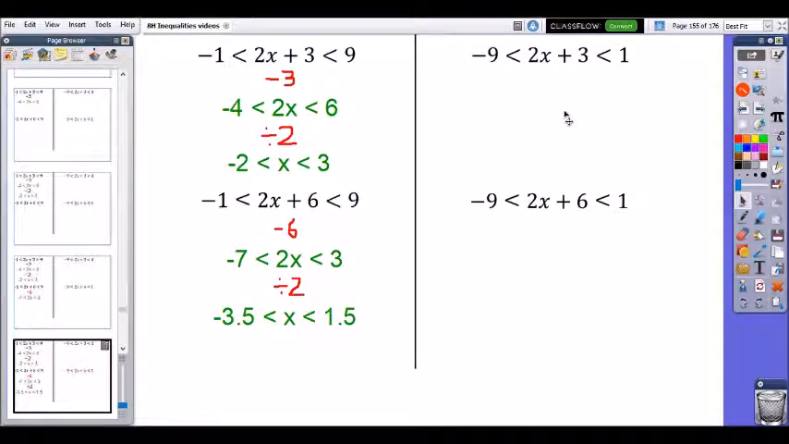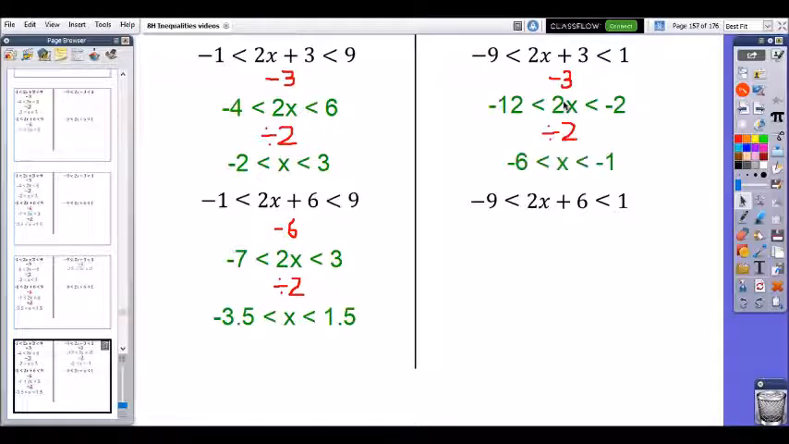Okay, top right one. So I don't need that positive 3 to be there, so let's take it away. Because I've taken away 3 from my middle part, I'm going to take away 3 from the left and the right hand side. Now, to get from 2x to just x on its own, I divide by 2. And this is my solution.